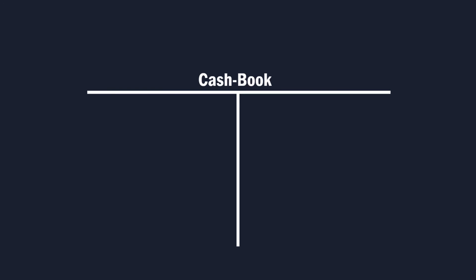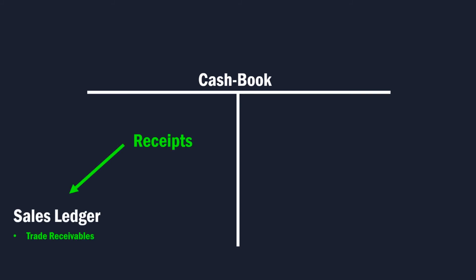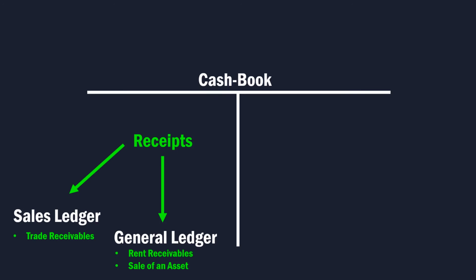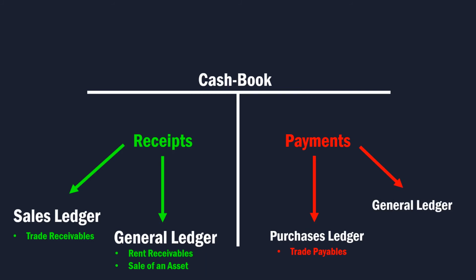Here we have cash book. Cash book records money coming in and money coming out. The money coming in represents the receipts. Receipts records the sales ledger, which can be the customers, or it can record the general ledger, which can be stuff like rent receivables, or it could be the sale of an asset. On the right side, it's known as payments. That's money coming out, if you like. So that records the purchases ledger, which can be the trade payables or suppliers, or it can record the general ledger, which can be stuff like electricity or distribution costs.